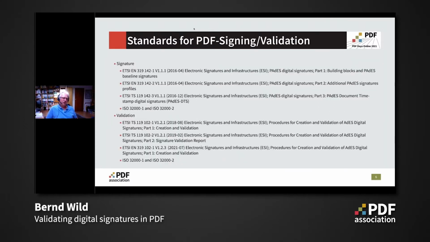Just a short collection about the standards we can apply within signing and validation. The upper part is for signing, the lower part is for validation. And as you see here, the third one in the lower part, the 319.102 version 1.1.23, is just a draft.